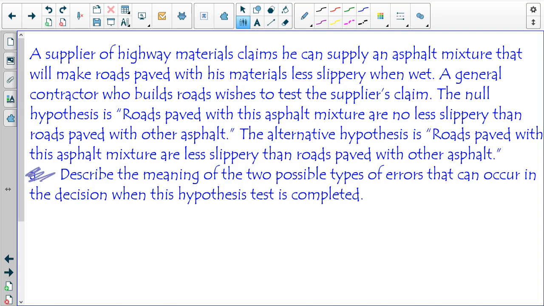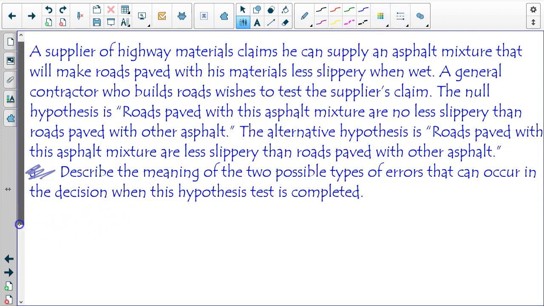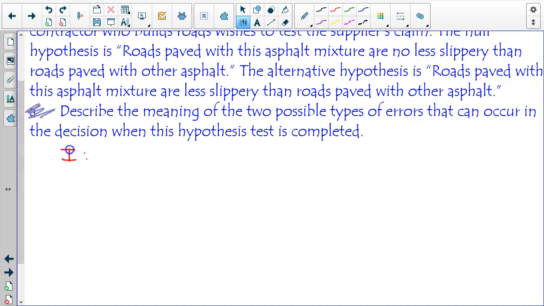A supplier of highway materials claims he can supply an asphalt mixture that will make roads paved with his materials less slippery when wet. A general contractor who builds roads wishes to test the supplier's claim. So the null hypothesis is the roads paved with this asphalt mixture are no less slippery than the roads that are paved with other asphalt. And the alternative is roads paved with this asphalt mixture are less slippery than roads paved with other asphalt. So describe the meaning of the two possible types of errors. So we're just going to write that's not the type A and type B. We're literally just talking about the errors, okay? So error is type 1 and then type 2. I write type 2 first because I think it's easier.